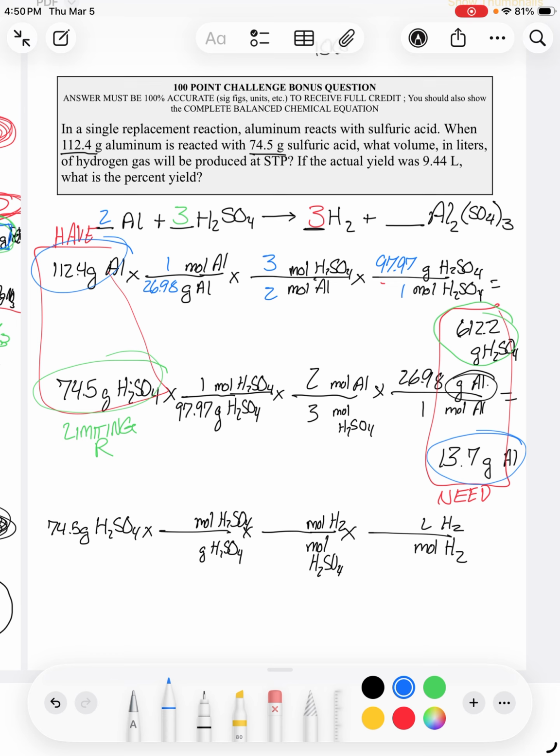Let's fill in these numbers. Ready? 1 always goes beside mole in a mole to something conversion. In this case, a mole to gram or a mole to liter. The grams of sulfuric acid, as we calculated up here, is 97.97. The coefficients for hydrogen are 3. The coefficient for sulfuric acid is also 3. So that means that's going to be able to cancel out easily.